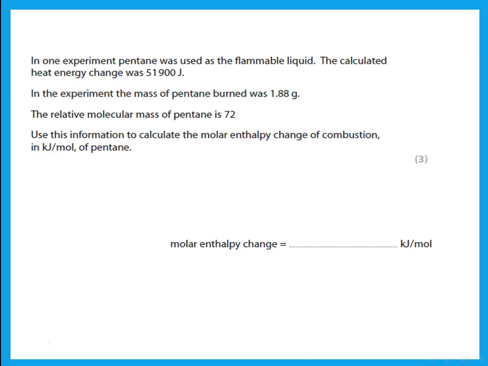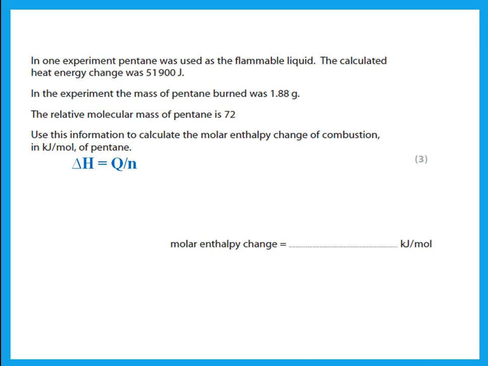Here he's saying in one experiment, pentane was used as the flammable liquid. The calculated heat energy was this. In the experiment, the mass of pentane burned was this, and the relative molecular mass of pentane. So he already gives me the Mr of pentane, and he's saying calculate the molar enthalpy change. So he already gives me Q, and he wants delta H. And you know that delta H is Q over n. So I need to get n.